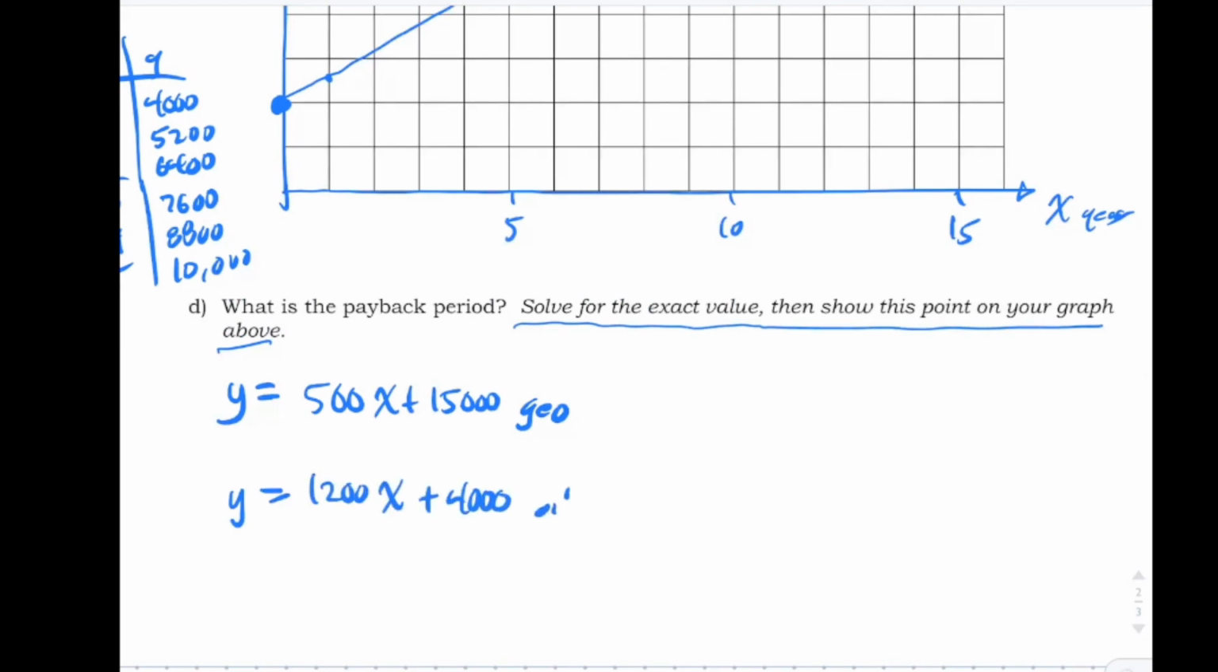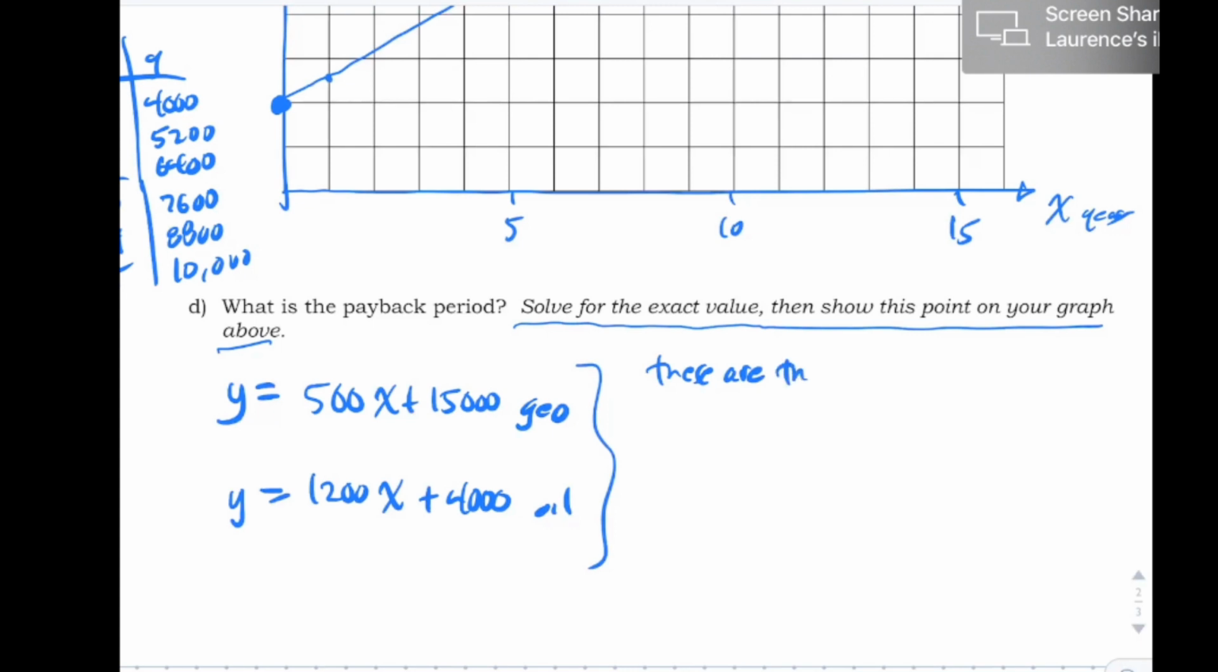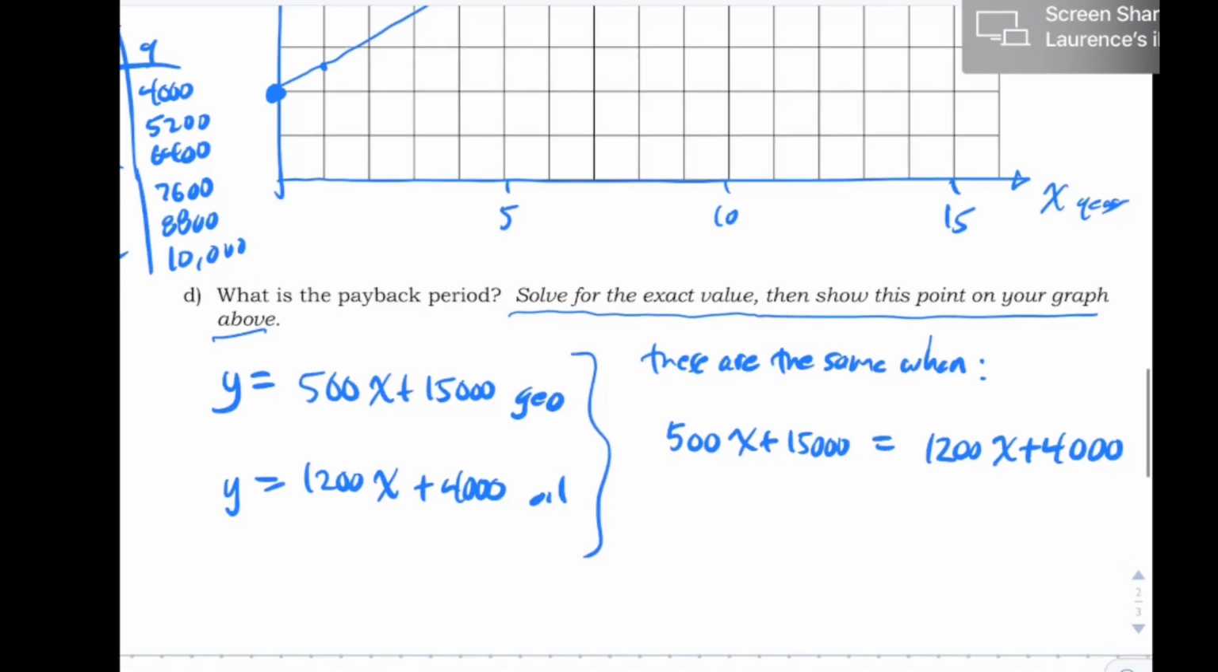That's the oil. When are these the same? This is the crossover point, right? These are the same when, and what we'll be able to do is solve for x. Because we'll be able to say, well, when the cost 500x plus 15,000 is the same as the cost 1200x plus 4,000, happens for what value of x? Solve and find out.